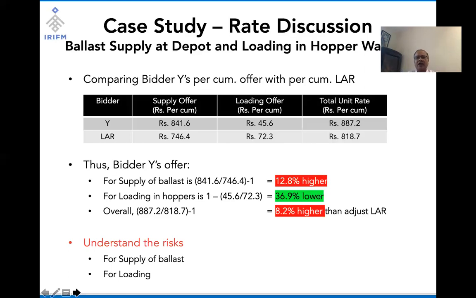Now, the point that I also want for the tender committee, if you are in the tender committee, is to remember and appreciate the risk which is there for a split offer. For example, bidder Y gave a split offer for supply of ballast and separately for loading. Now, what could be the risk in your mind if we go ahead with bidder Y? Right. So I want you to discuss in your tender committee, the tender committee which made recommendations, and write a paragraph on the risk associated with bidder Y.